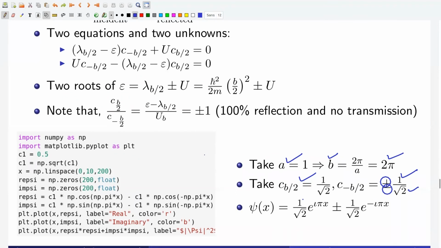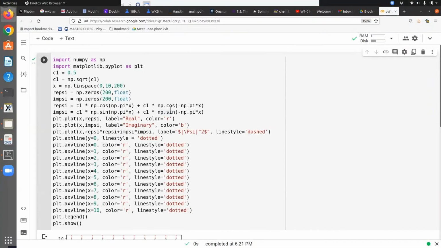We plot psi x equal to 1 by square root of 2 e power i pi x plus 1 by square root of 2 e power minus i pi x in one case, and psi x equal to 1 by square root of 2 e power i pi x minus 1 by square root of 2 e power minus i pi x in the other case. This is the code for plotting the wave functions. First, we plot for plus as shown here. Let us run the code.